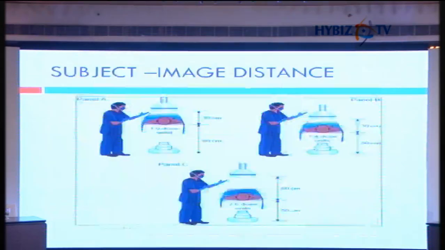And then coming to the source to image distance. The table height should be high enough so that the patient is away from the radiation source, otherwise as the distance comes down, the radiation exposure to the patient will increase. And then the image intensifier should be close to the patient, because that will reduce the scatter radiation, which is useful for the operator.